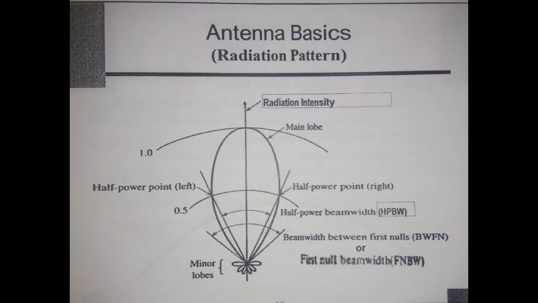So let's talk about the first null beam width. It is the angular separation between the first nulls of the radiation pattern on either side of the main lobe formed by the array. For every radiation pattern, there are 2 points for half power, which is the left point and the right point. And if we talk about the first null beam width in another way, these are the points where the radiation pattern becomes zero for the first time, or the first minor lobes.